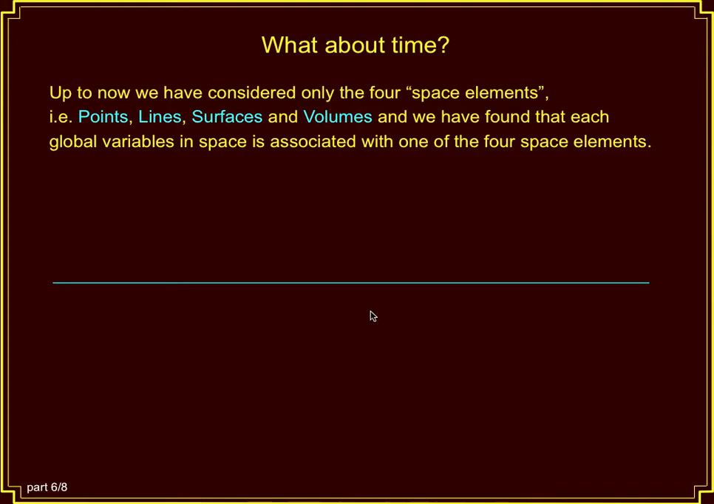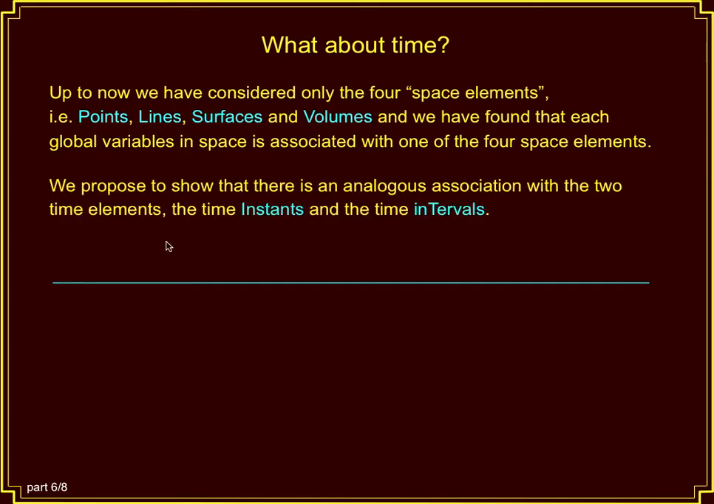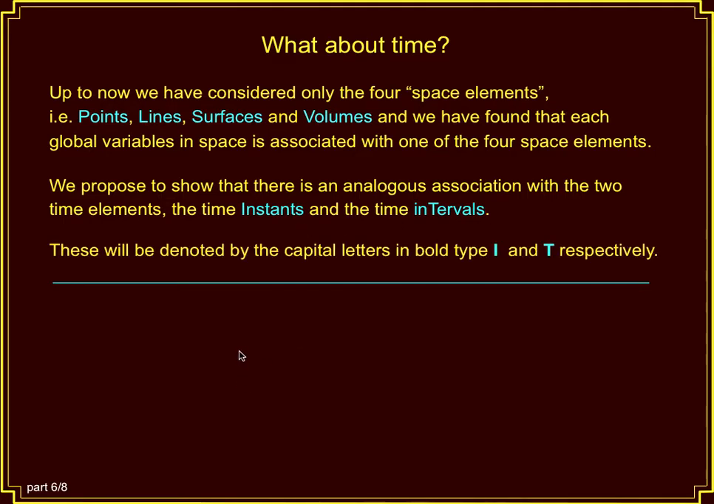What about time? Up to now, we have considered only the four space elements, that is, points, lines, surfaces, and volumes. And we have found that each global variable in space is associated with one of these four space elements. We propose to show that there is an analogous association with the two time elements, the time instant and the time interval. These will be denoted by capital letters in bold type, I and T respectively.